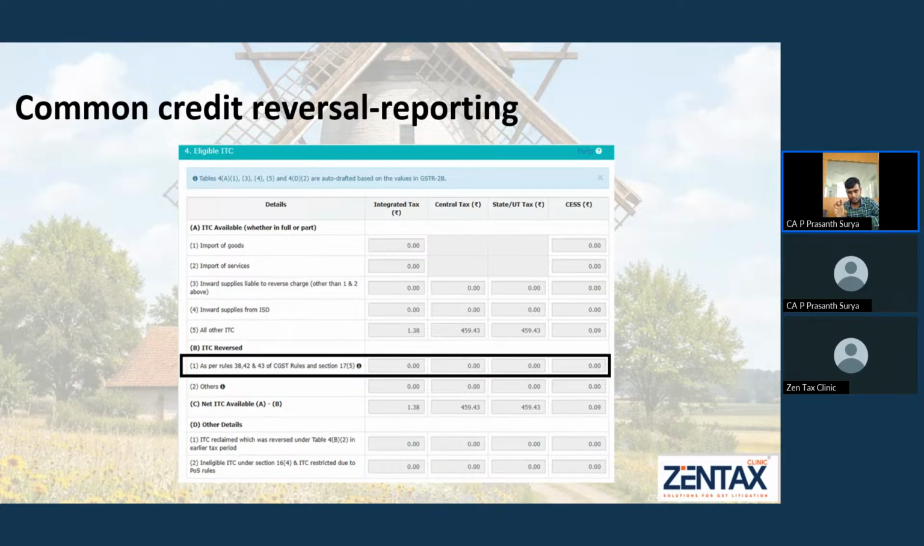All that is to be shown in table 4B1, not table 4B2. We should not do it in table 4B2. Table 4B2 talks about temporary reversal, which you are eligible to claim again. But in this case, you cannot claim again. If you are opting for a view that you are not availing the capital goods ITC in the first month itself, then only does the reversal question come into place. Otherwise, whatever exempted portion you calculate with respect to common credit reversal will be added to your output tax liability.